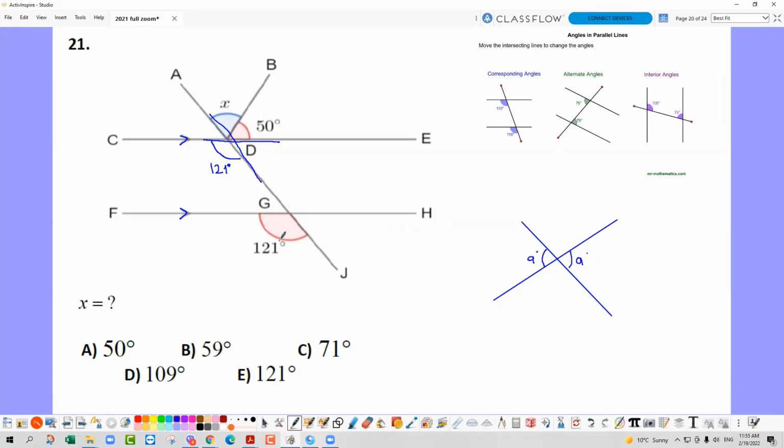So here, firstly, I'm going to remind from the beginning, this one and this one are the same because they are corresponding angles. And this x plus 50 degree and 121 degree are equal to each other because they are vertical angles. So x is equal to 121 minus 50. X is going to be equal to 71 degree, which is C.